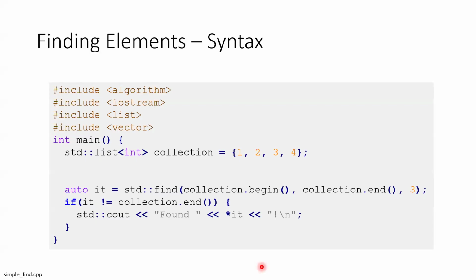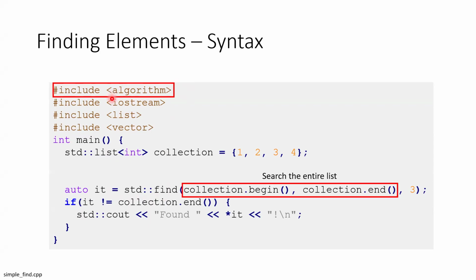And the syntax for find is like this. We use the std::find helper function that's included from the algorithm header. And we pass in the begin and end iterators for the range that we are searching. And lastly, we have the value that we're searching for. And the compiler will determine the type if you're using the auto keyword for the iterator, because find returns the iterator.